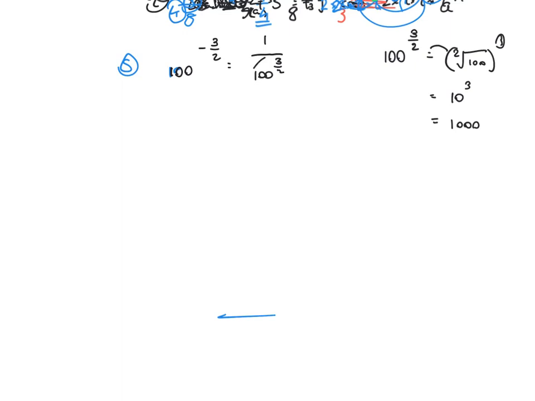Okay, example 5. 100 to the power minus 3 over 2. Okay, so that's 1 over 100 to the positive 3 over 2. Take that to the side. 100 to 3 over 2. That is the square root of 100 cubed. What's the square root of 100? That's 10, and then it's 10 cubed. 10 times 10 times 10, well 10 times 10 is 100, times 10, that's 1000. So that's 1000, bring it back in, 1 over 1000.